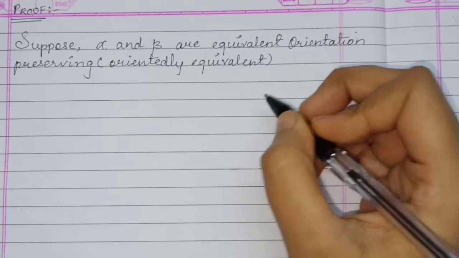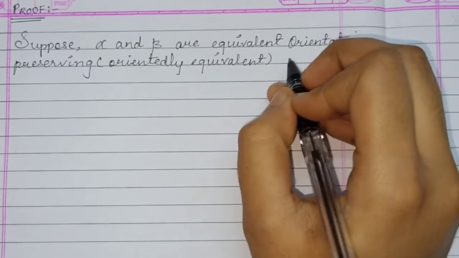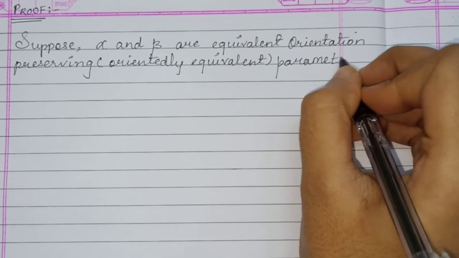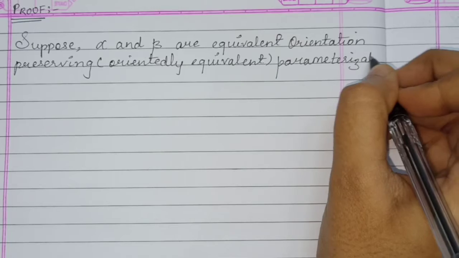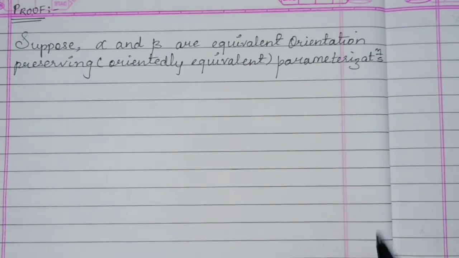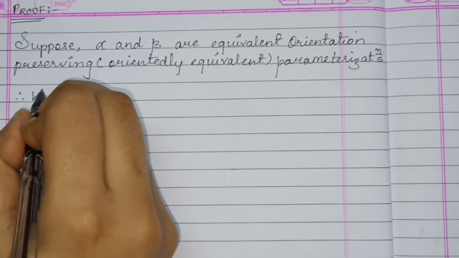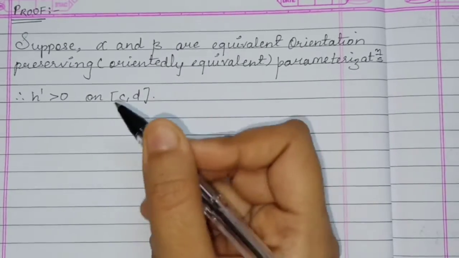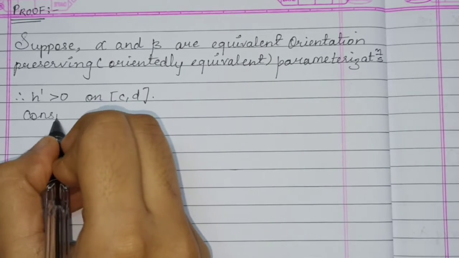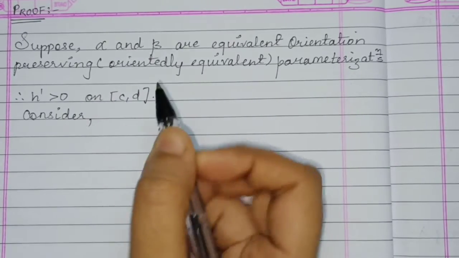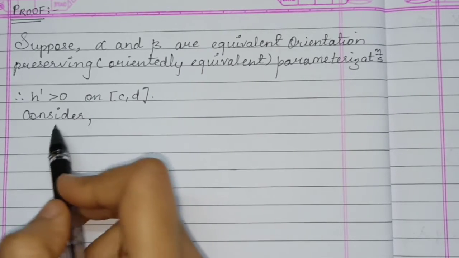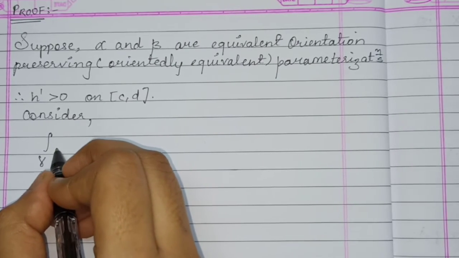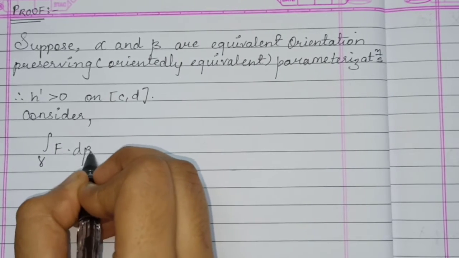For scalar field there is no direction considered, but for vector field direction is considered. That is why earlier it was equivalently parameterized, but here it is orientedly equivalent parameterized curves, because here vector field direction is also considered. So since they are equivalent, one of the conditions for orientedly equivalent parameterized curves is h dash greater than 0, that is non-zero, but here we have to consider greater than 0 on the interval CD.